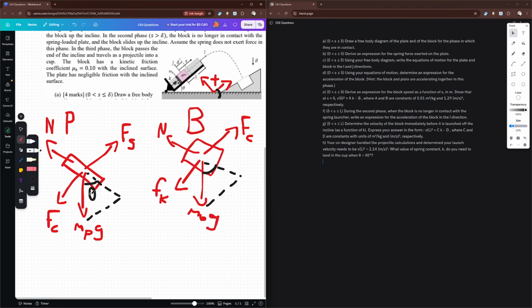So this is also theta, right? I shouldn't be saying 40 degrees. I should be saying theta for consistency's sake, but that's okay. So these are our free body diagrams for both things.